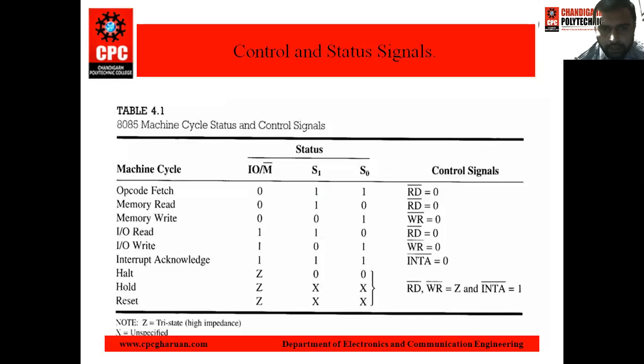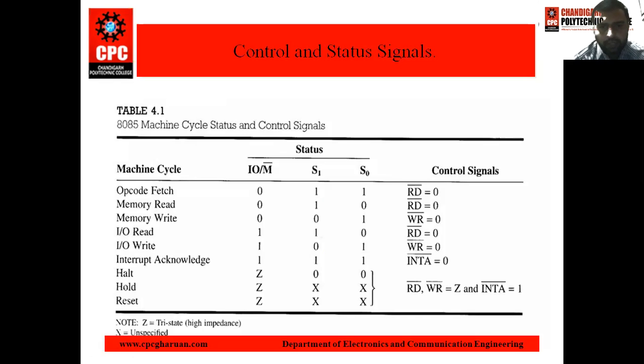These are your control signals, as we discussed in the pin diagram, that is S0 and S1, and IO/M bar. When the value of IO/M bar, S1 and S0 is 0, 1, 1, then the opcode fetch operation is performed. After that, if the value is 0, 1, 0, then the memory read operation is performed. If the value is 0, 0, 1, then the memory write operation is performed.